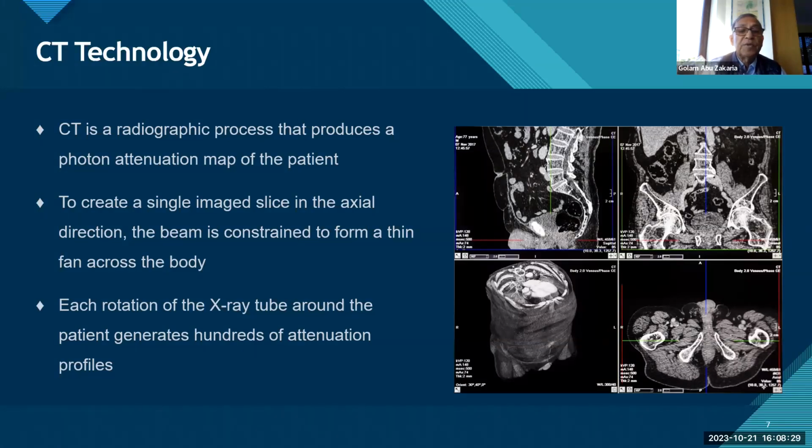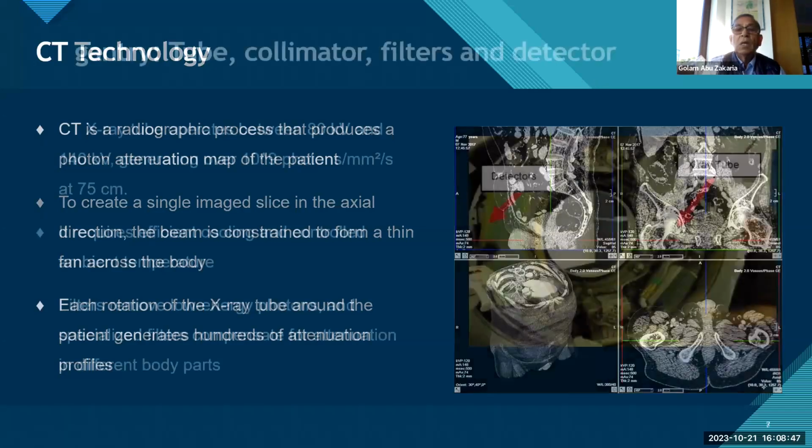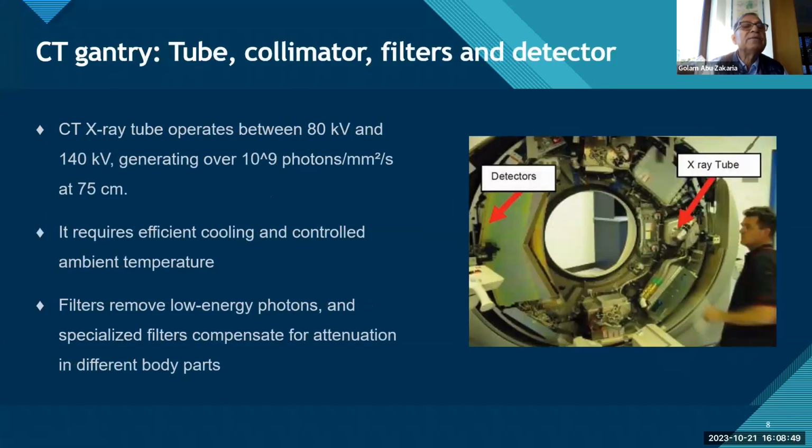It is one of the tasks of the medical physicist to ensure the right collimation. The rotation of the X-ray tube around the patient generates hundreds of attenuation coefficients, and through all these attenuation profiles you can construct the image. Here on the right side, you see how the CT image looks. And here I have given the title: CT gantry, tube, collimation, filters and detectors.